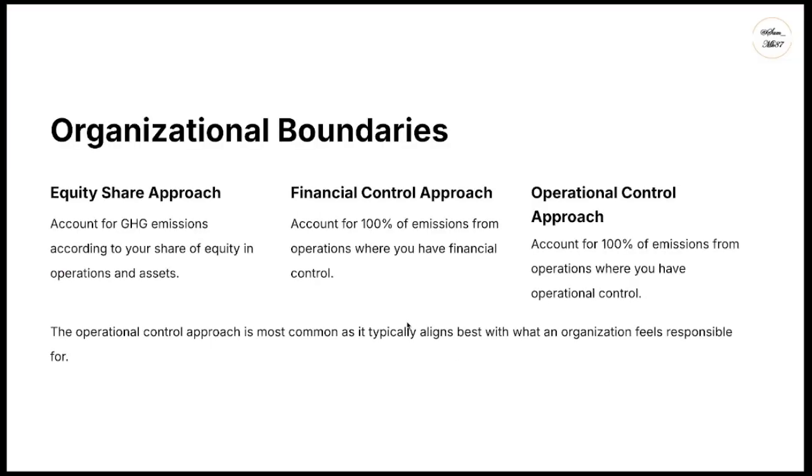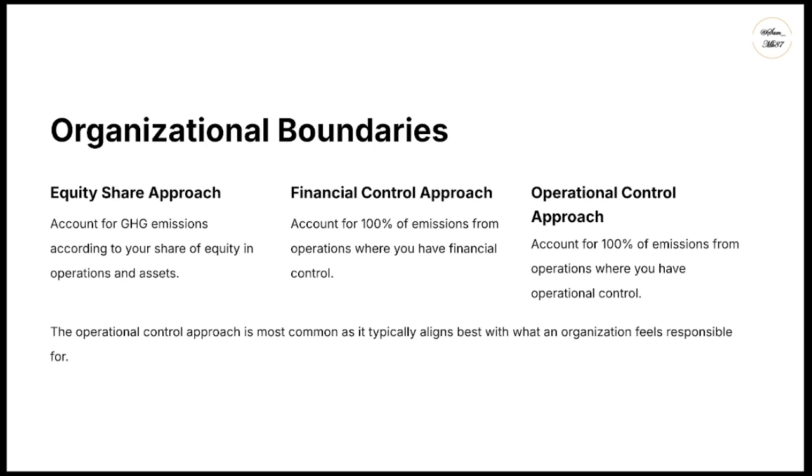So let's talk about the organizational boundary. As I said, when setting up the GHG inventory boundary, a key decision is how to define the organizational boundaries. In other words, which parts of the business are part of the reporting. There are three main approaches to choose from. Firstly, there is the equity share approach. This method accounts for emissions based on the ownership stake in a business or asset. So if the organization owns 40% of a joint venture, they should report 40% of that emission.